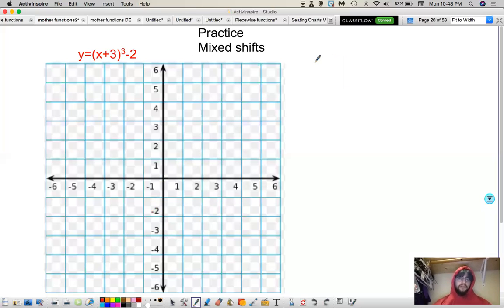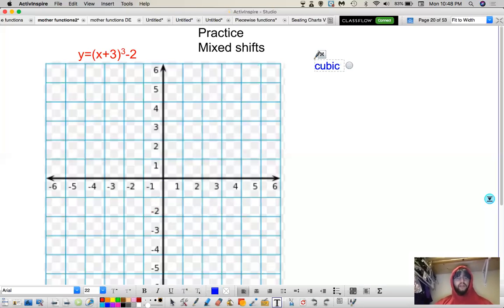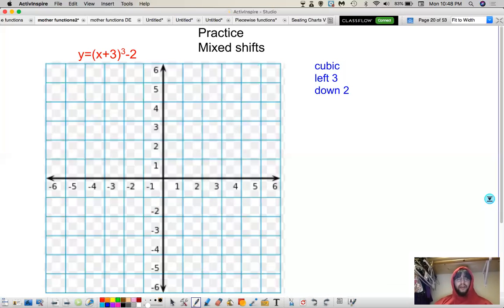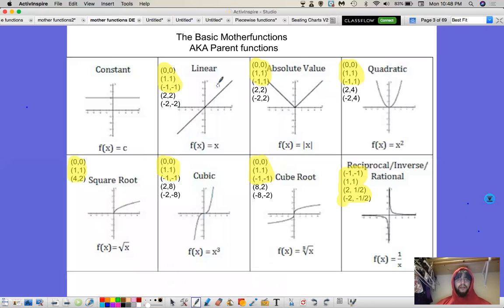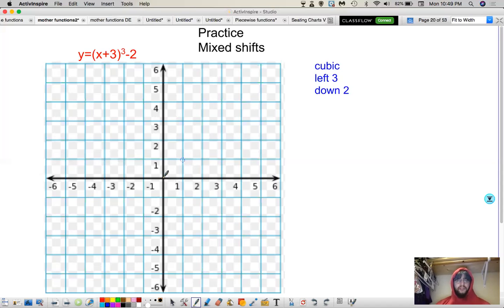All right. Getting bored of this one, huh? Cubic mother function, left 3, down 2. By the way, you can always pause this before I put the answer and then see if you can get it. Now the cubic mother function has a different set of basic points. The linear, cubic, and cube root all have the same basic points: (0, 0), (1, 1), (-1, -1). I'll pop those on here.